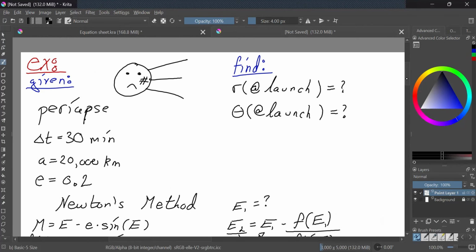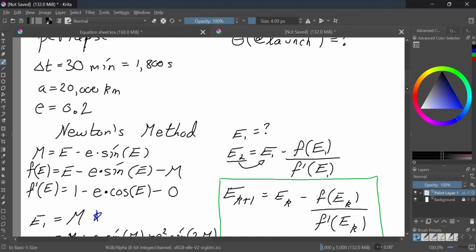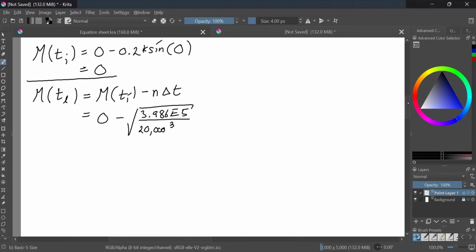Scrolling back up here, we said that it takes about 30 minutes. We don't want it in minutes though, we want it in seconds. 1800 seconds. So we will come back down here, times 1,800 to give us a mean anomaly at the time of launch of minus 0.401787257. And this is in radians.